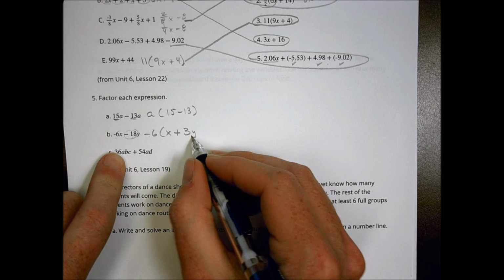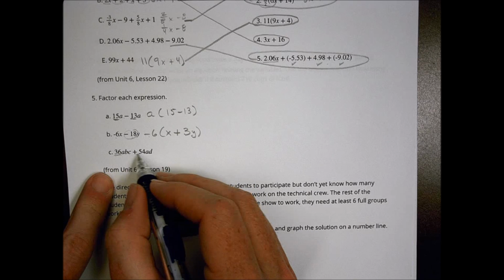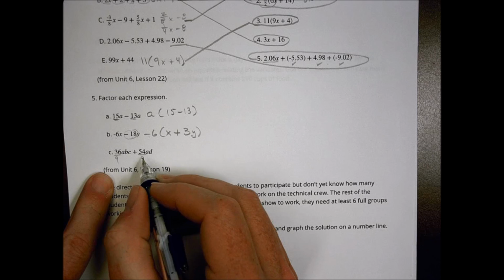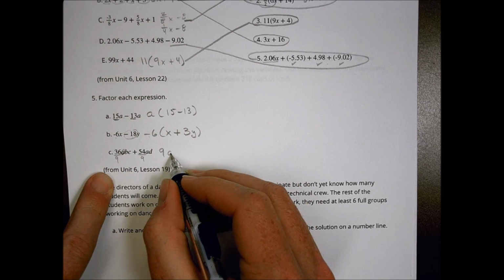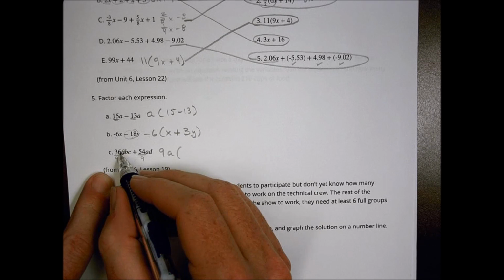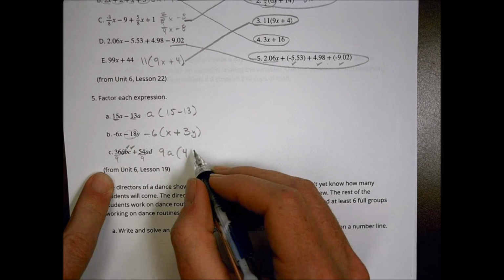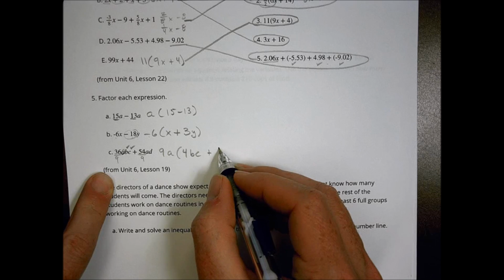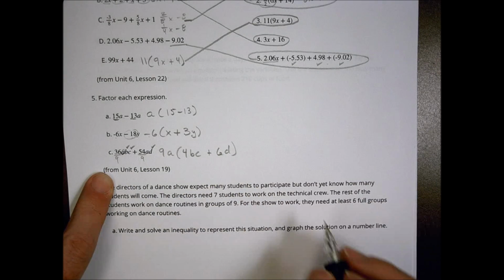Over here I have 36 and 54, and of those I know that 9 goes into there and 9 goes into there. They both have an a in common, so let's take a 9 and an a out of both terms. 36 divided by 9 is 4, and what do I have left? A b and a c. And over here, 54 divided by 9 is going to be 6. And what do I have left? Just the d. And that's it for that one.